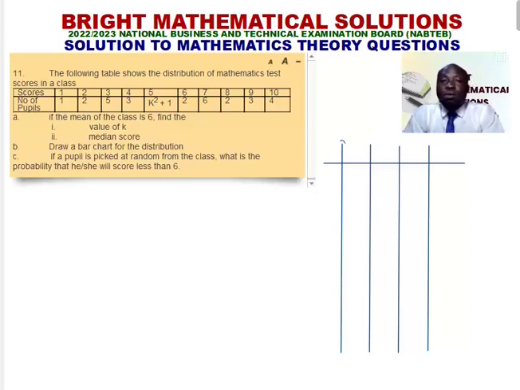We are looking at the 2022-2023 NABTEB examination. We are looking at the theory part of the mathematics questions. And today we are at question 11.